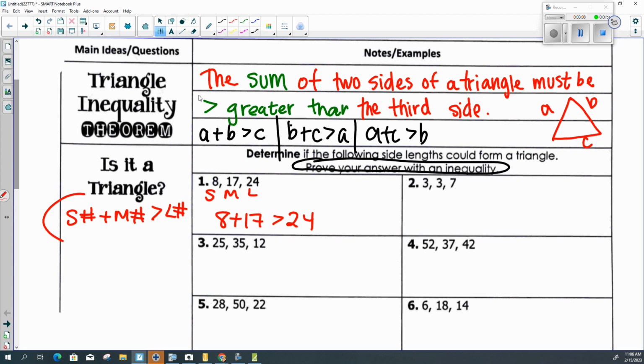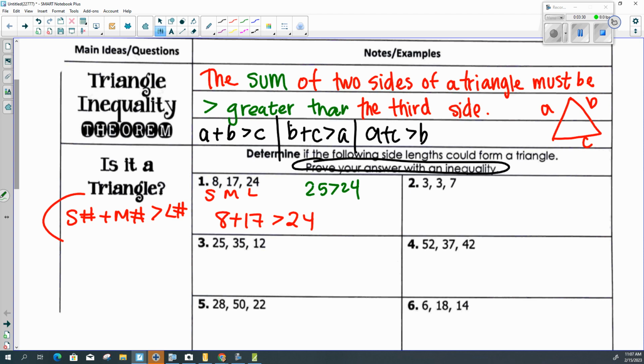So Devin, what do you get when you solve that? Number one. It's what? True, but what's 8 plus 17? Sorry, maybe I wasn't clear. Yes. Okay, so we have 25 is greater than 24.